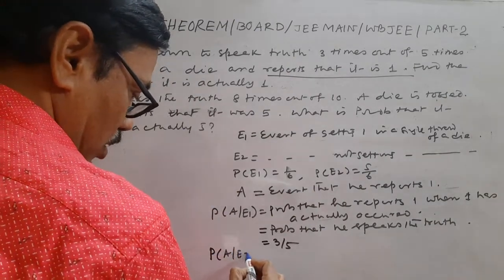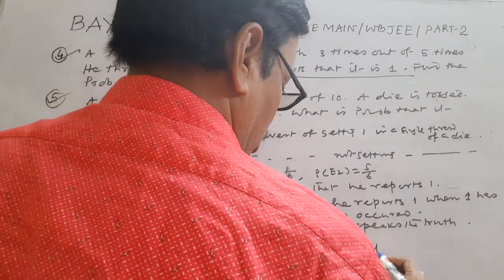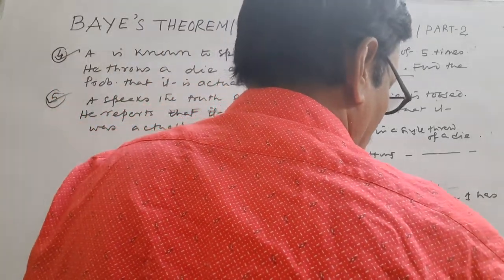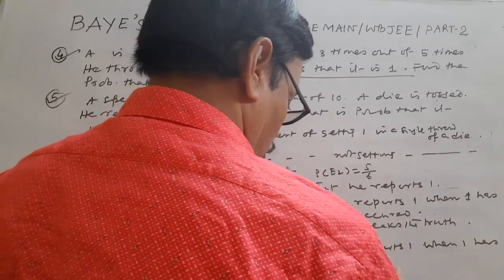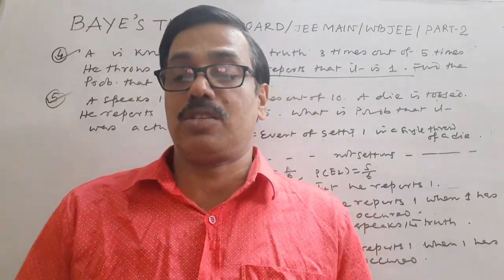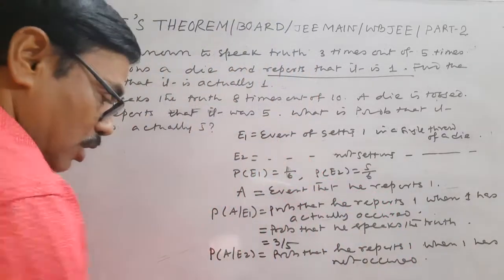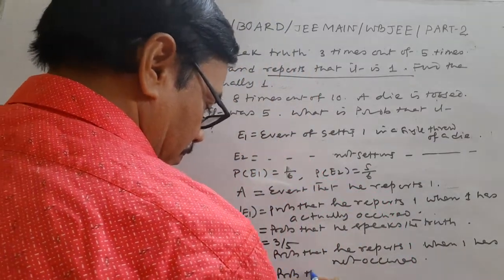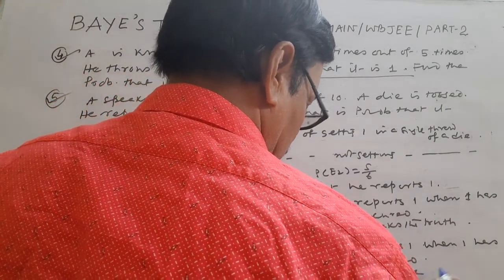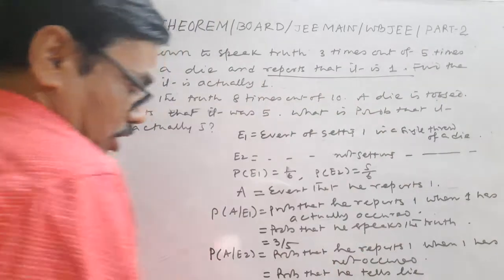Now A by E2. Now it is very simple. The probability that he reports 1, this is A. What is E2? When 1 has not occurred. He reports that it is 1, but 1 has not occurred, that is, he tells a lie. That is, the probability that he tells a lie. So this is 2 by 5.